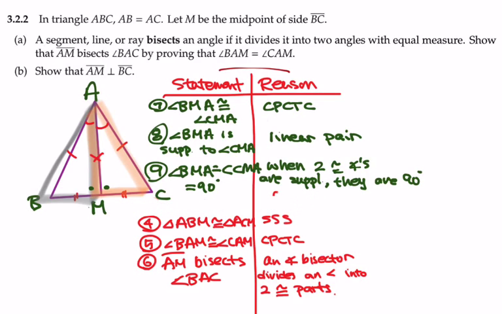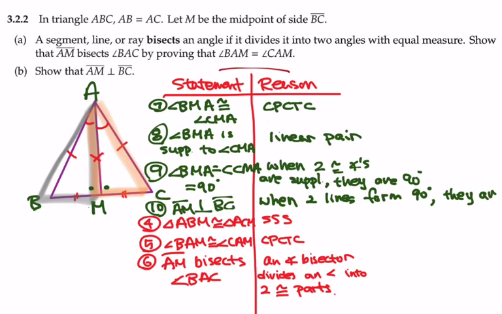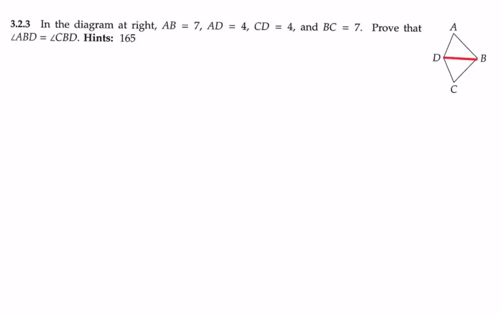Don't have space, I'm going to erase a little bit more here. Since they created 90-degree angles, then we know that those two line segments, AM and BC, must be perpendicular to each other. Simple reasoning is when two lines form 90-degree angles, then the lines must be perpendicular. Alrighty, so that's how we can finish number 2. All right, let's go for the next question.